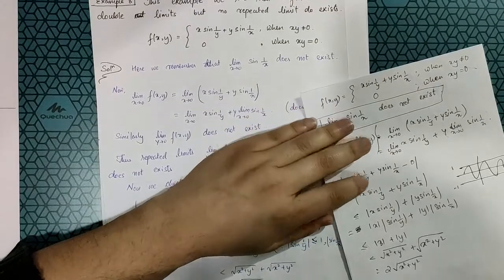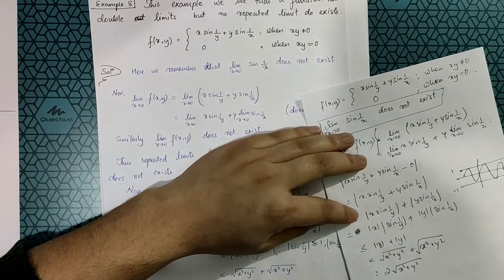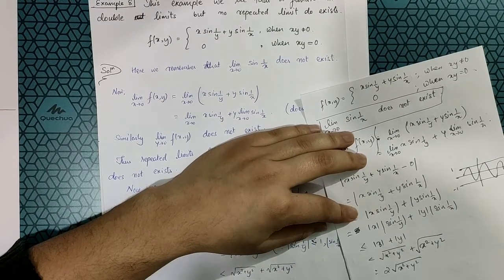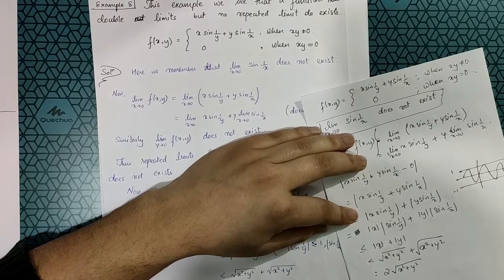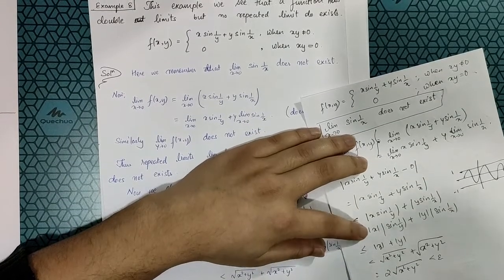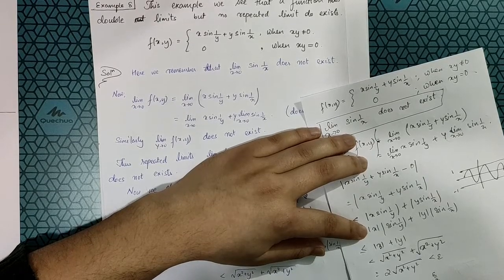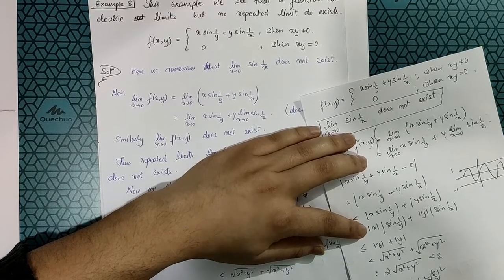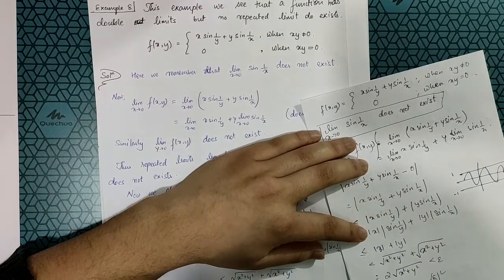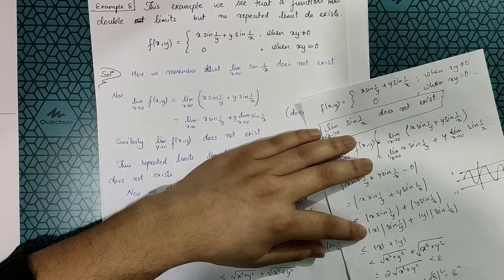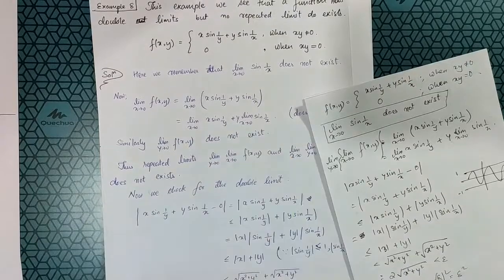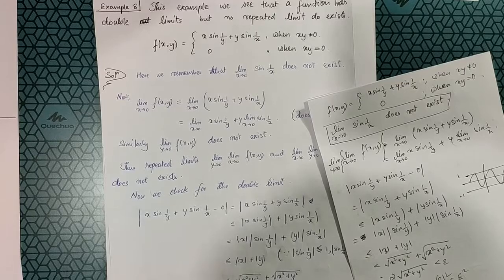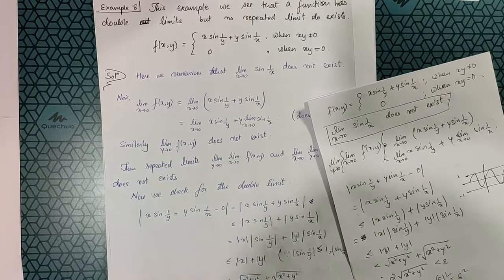If we choose an appropriate one, that is, if we choose root over x square plus y square less than epsilon by 2, then this square is delta square. So if we choose delta equal to epsilon by 2, our epsilon delta definition will be met, and limit x tends to 0, y tends to 0 of f of x, y is equal to 0.